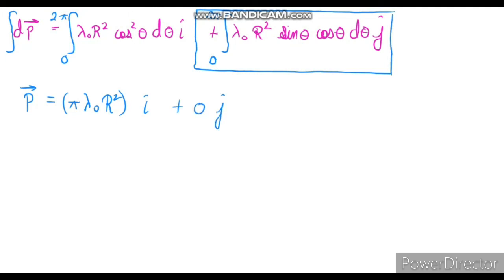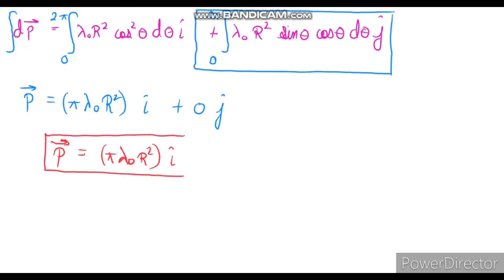We have now finally arrived at our desired result. The dipole moment for the condition given in the problem will be pi lambda naught r square, and this dipole moment will be only along the x direction. Its y component is 0. So this is our desired result. This is our final answer.